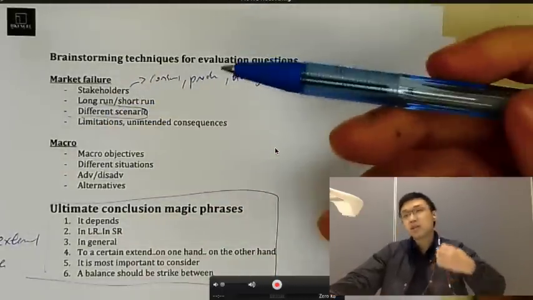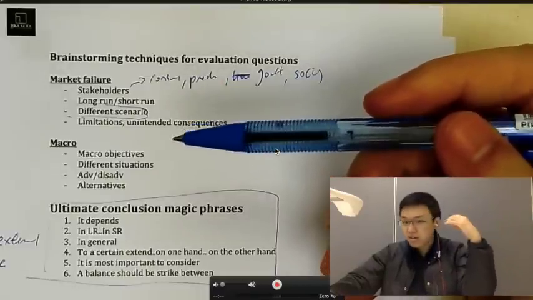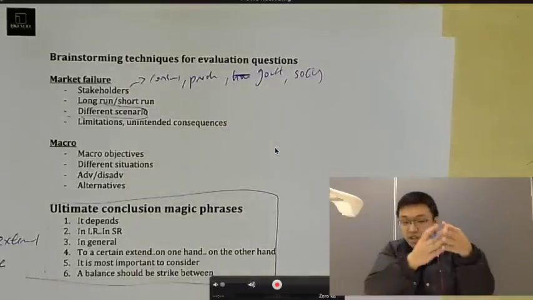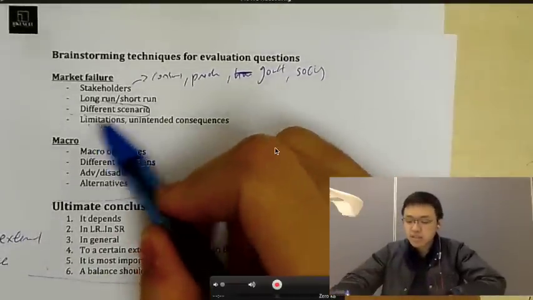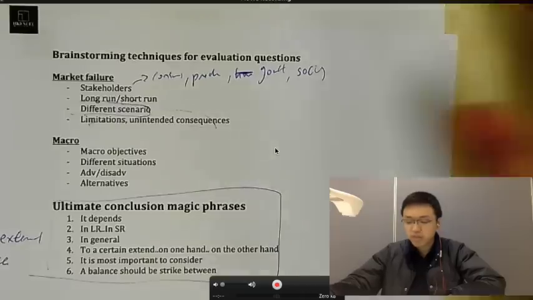But sometimes, for example, they ask whether or not the government should subsidize merit goods, right? So merit goods, there are many kinds of merit goods. So you can say in some cases they should, in some cases they shouldn't, okay? Lastly, limitations and unintended consequences. So all policies have unintended consequences, right? Good.